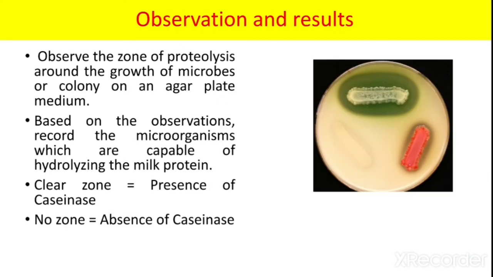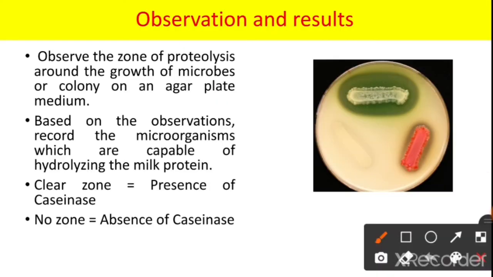Let's see the observation and the result. Now see, in the observation we have to observe the zone of proteolysis around the growth of microbes or the colony on an agar plate medium. Based on the observations, record the microorganisms which are capable of hydrolyzing the milk protein. If you get a clear zone around the microbial colony, it is nothing but the presence of caseinases. If you get no zone around the microbial colony, there is absence of caseinases.